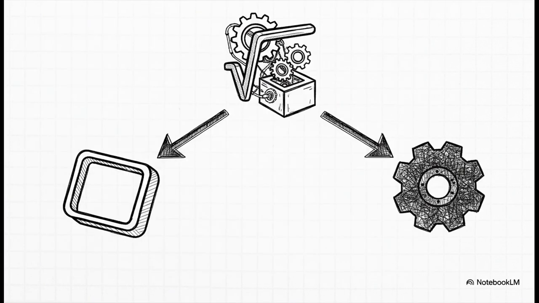Okay, so let's use this idea to break down our original puzzle. We can pretty easily spot an inner function. That's g of x equals x squared plus 1. And that leaves us with an outer function, f of u equals the square root of u. And just like that, by splitting it up, we've turned one really tricky function into two much simpler pieces that we already know how to differentiate.